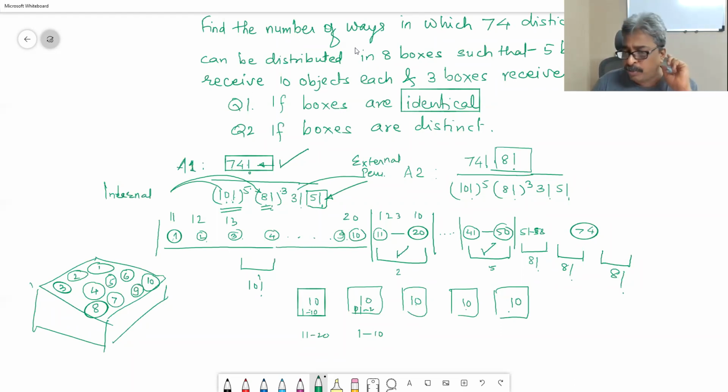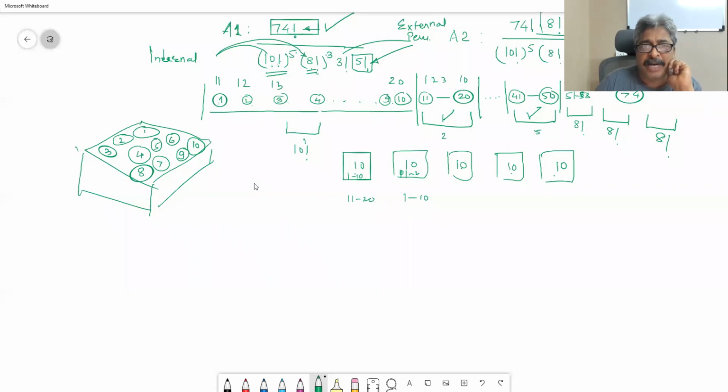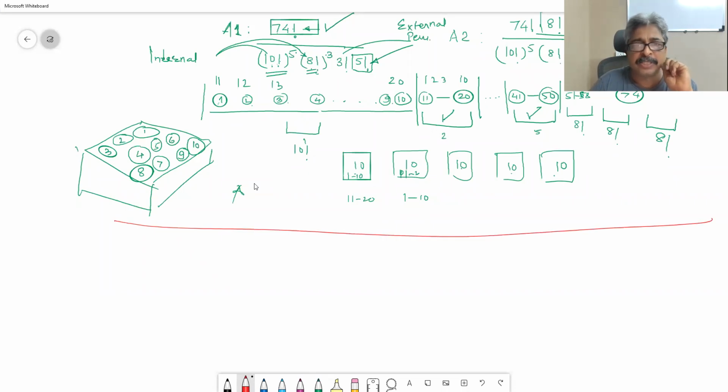Now let me quickly explain. I know time is up, but let me quickly explain the second method, which is the arrangement method, permutation with repetition. So this is more of a permutation method of explaining. Now let me explain arrangement, or combination, that is selection.